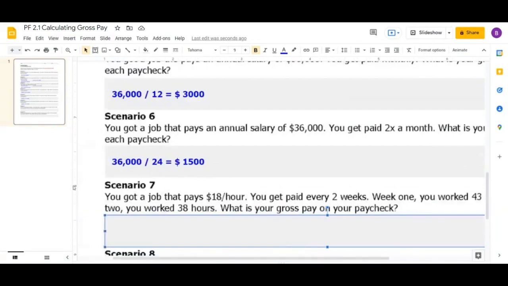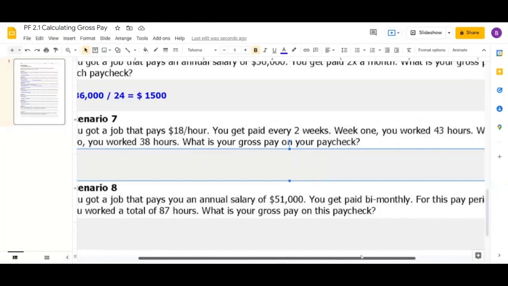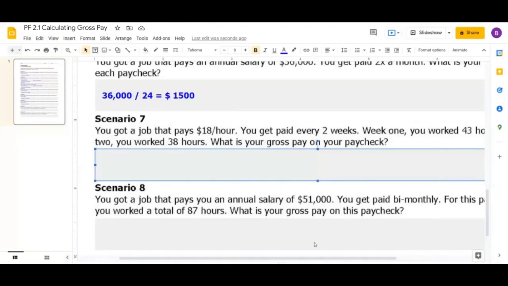Number 7, you get a job that pays $18 an hour. You get paid every 2 weeks. Week 1, you work 43 hours. Week 2, you work 38 hours. What is your gross pay for the paycheck? So in this case, can we still do the number of hours times the wage? 43 and 38 would be 81 hours times $18 an hour. Can we do that? No, we can't, right? Can we break it up so that it's 80 hours times our normal wage, and then 1 hour at 1.5 times our normal wage, since that would be 81 hours?